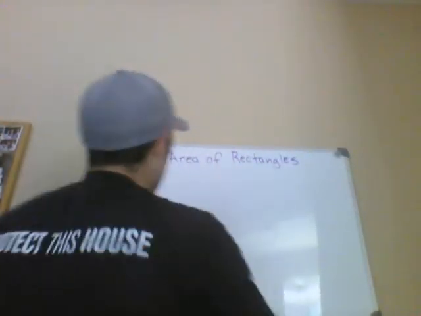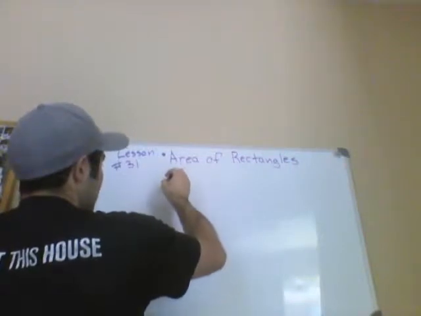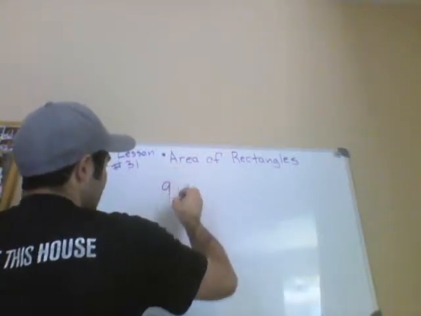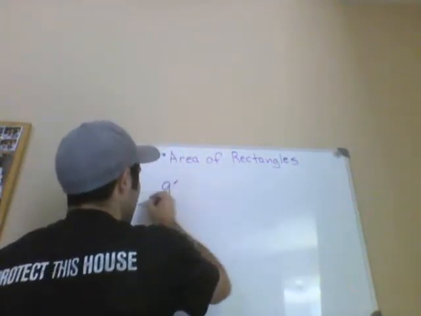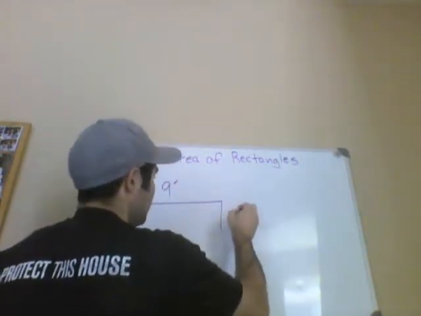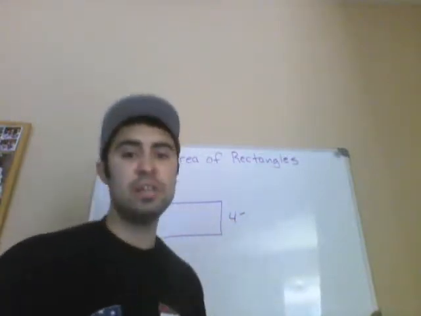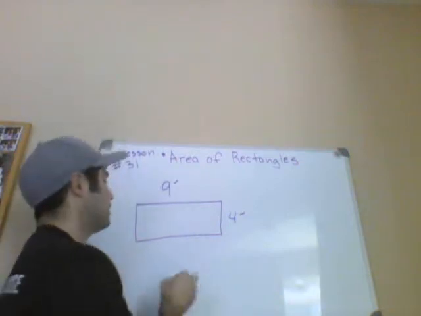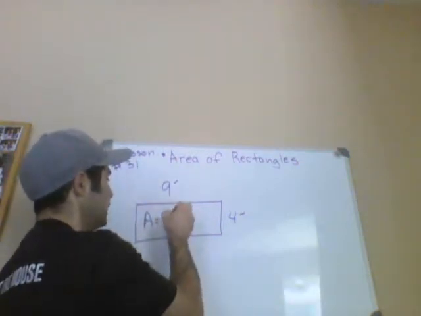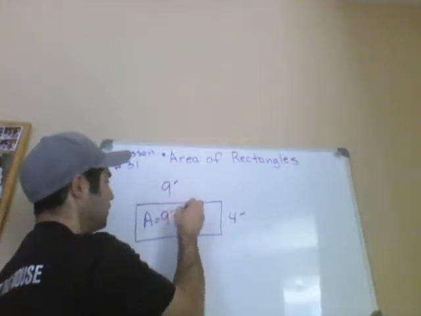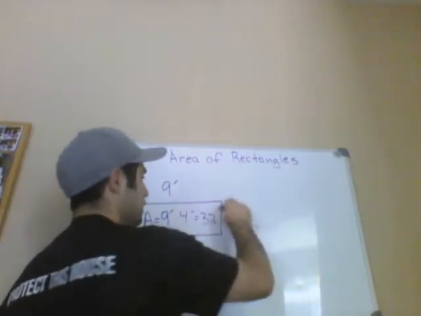Okay, so here's example number 3. Let's see if you can do it by yourself. Say you have a bathroom, and it's 9 feet by 4 feet. How many of those tiles do you need? 9 feet by 4 feet. The area is going to be equal to 9 feet times 4 feet. That's going to be 32 feet squared.